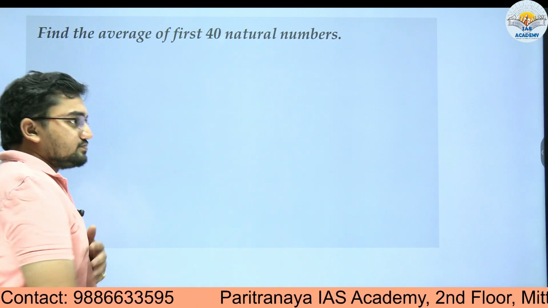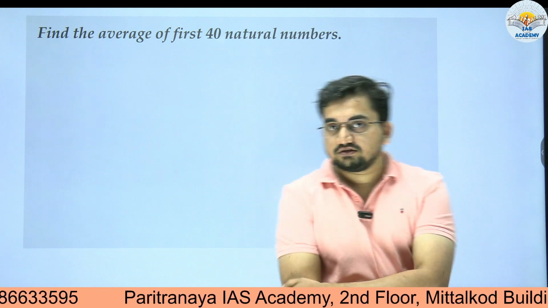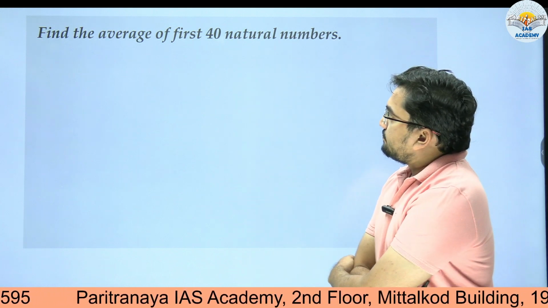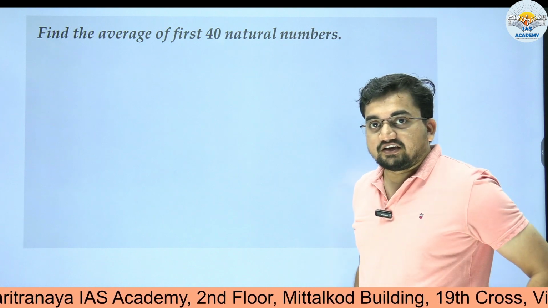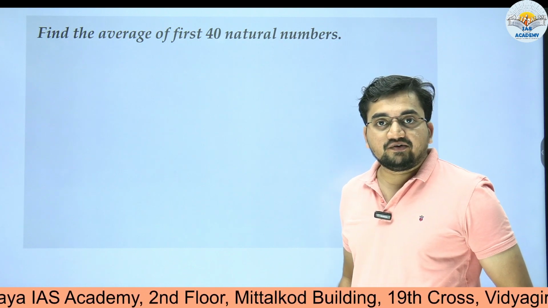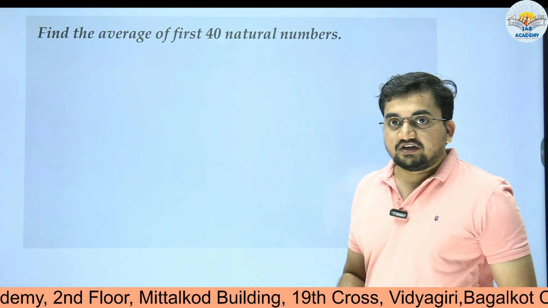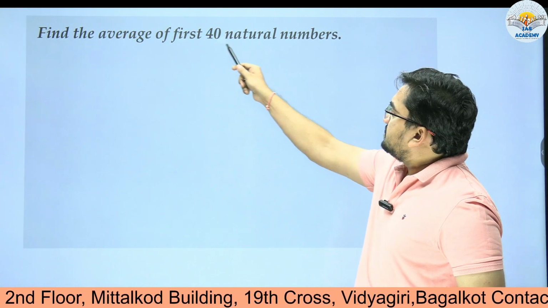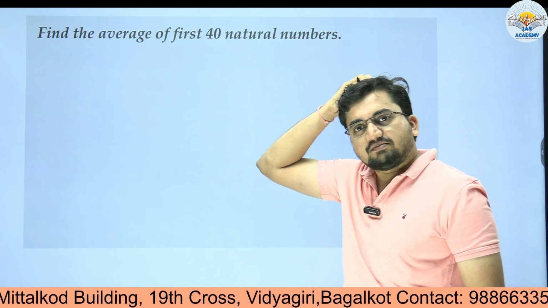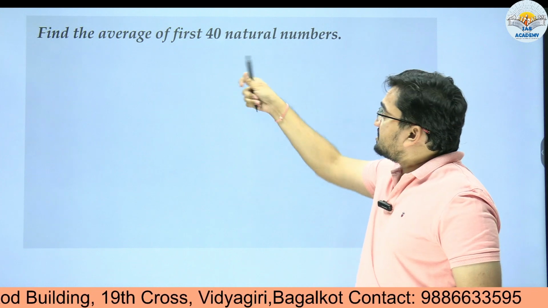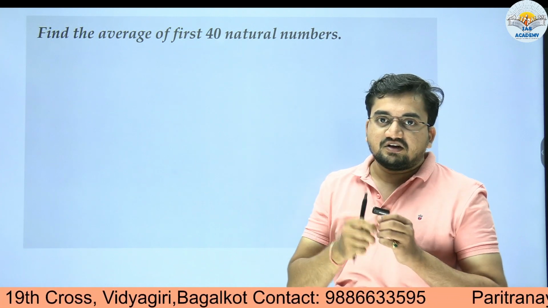Here in this question, they have asked you to find the average of the first 40 natural numbers. Again, they have not given you any series. You have to find the series itself. In this case, the numbers are very large. Previously we had 5, 6, 7 numbers at max, but in this case 40 are there. We can't just add from 1 to 40.